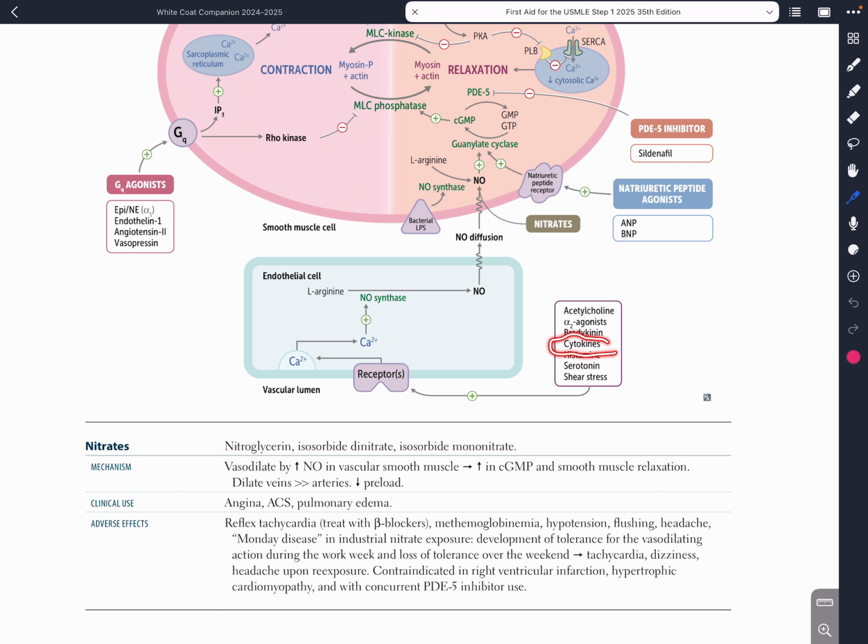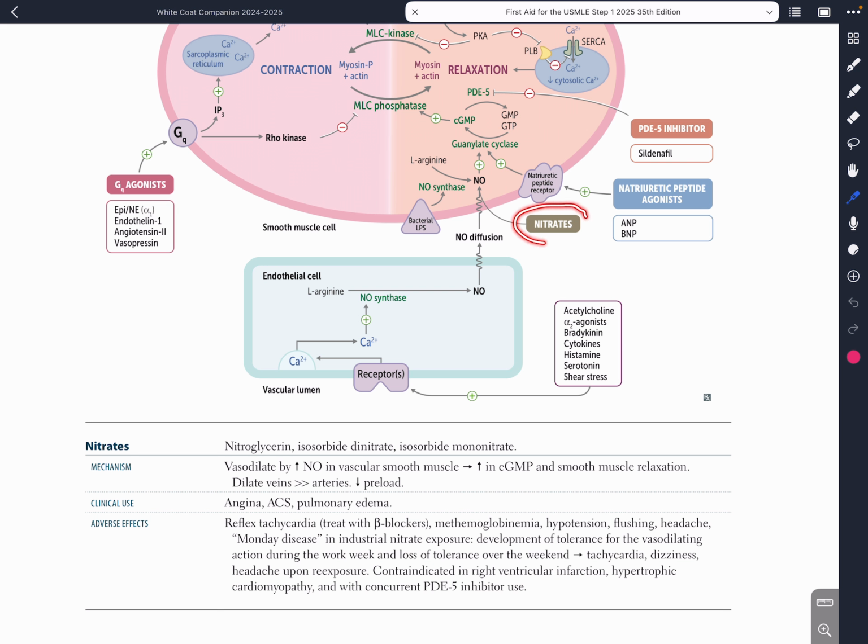Cytokines are released in inflammatory process, infection, even some cancer. Histamine, like in allergic reaction. Serotonin is actually a happy hormone, so that positively acts on the receptor. And shear stress. If there is stress, for example, if somebody has a third-degree burn, that is a physical stress, so that will also stimulate the receptor. So the acetylcholine receptor is activated in these 5 conditions. Let's dive into individual drugs.